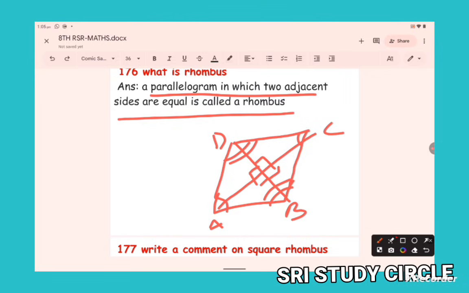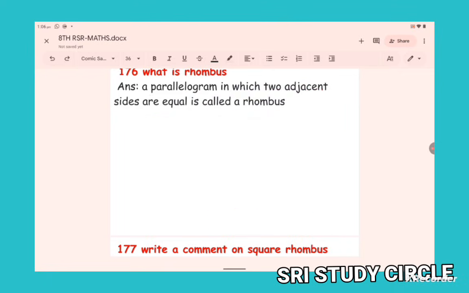Rhombus means a parallelogram in which two adjacent sides are equal. So in a rhombus, all sides are equal, opposite sides are parallel, opposite angles are equal, the diagonals perpendicularly bisect each other, and the lengths of the diagonals are not equal.